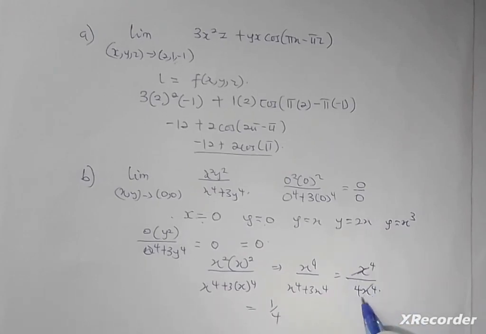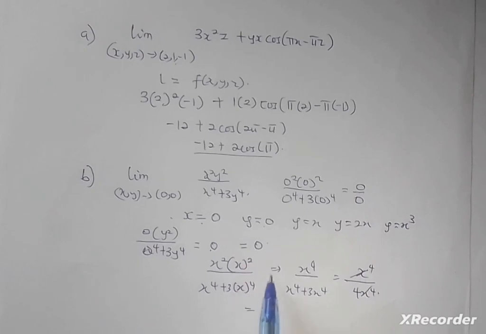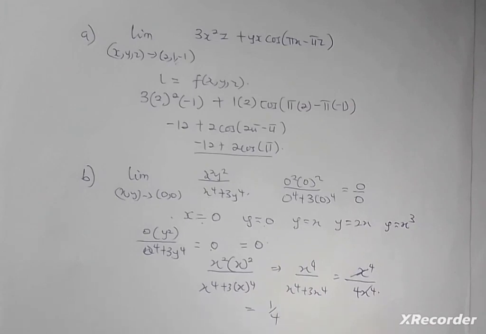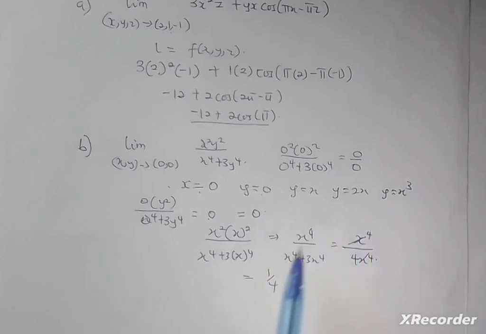That is, this will cancel this. Since the limit when x is equal to 0 gives us 0, y is equal to 0 is giving us 0, and when we found the limit approaching it through the line y is equal to x, it gave us 1 over 4. You can see there are differences. Let's still go ahead and test for when y is equal to x cubed.